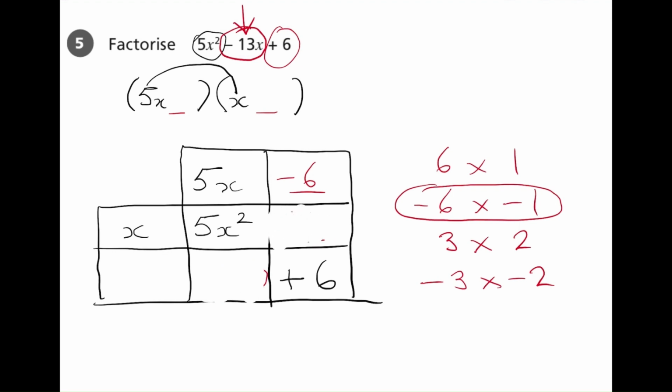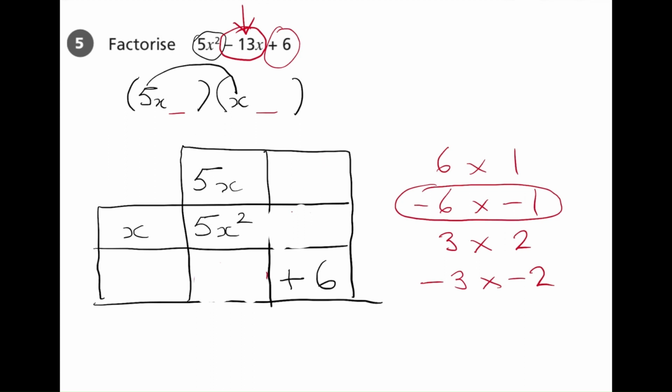We could reverse those numbers. So the negative 6 will be in this box and the negative 1 in this box. We multiply again. Negative 1 by x gives us negative x. And 5x multiplied by negative 6 gives us negative 30x. When we add those together, we get negative x and negative 30. That's negative 31x, which again is no good. So those numbers are not working. We move on to different options.